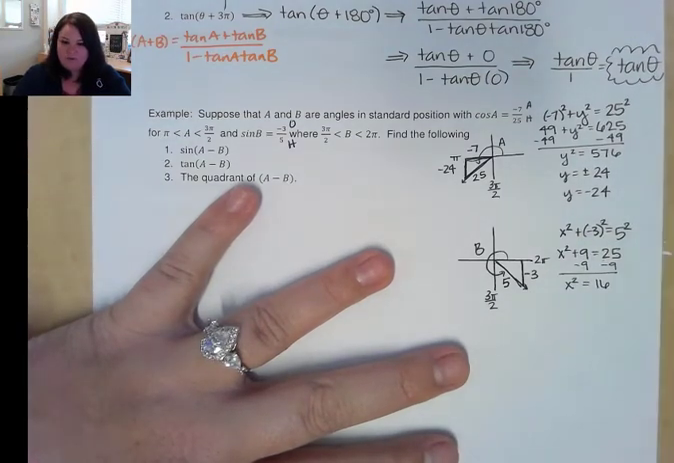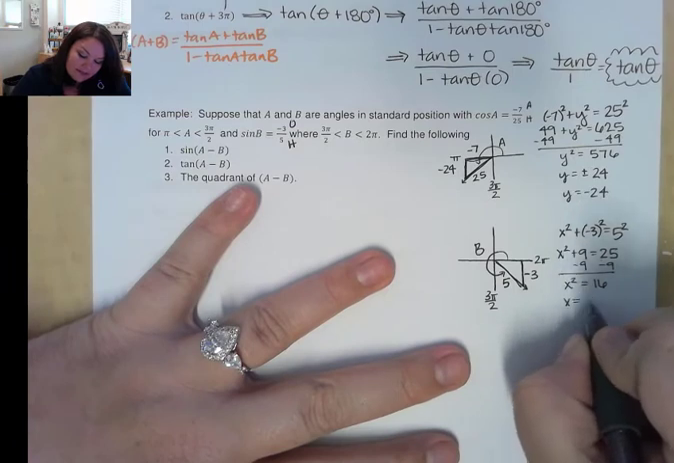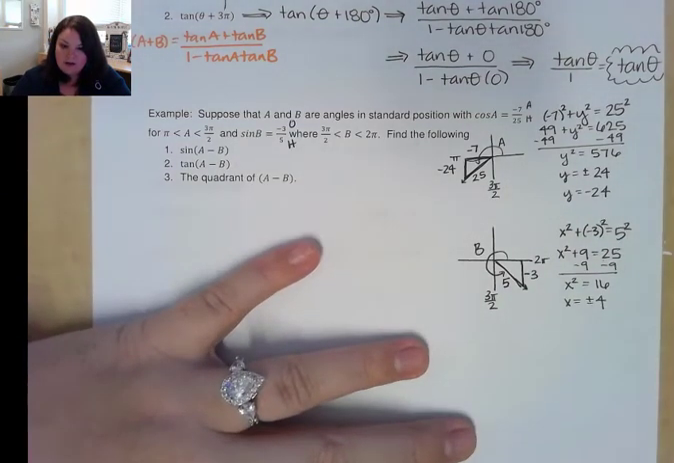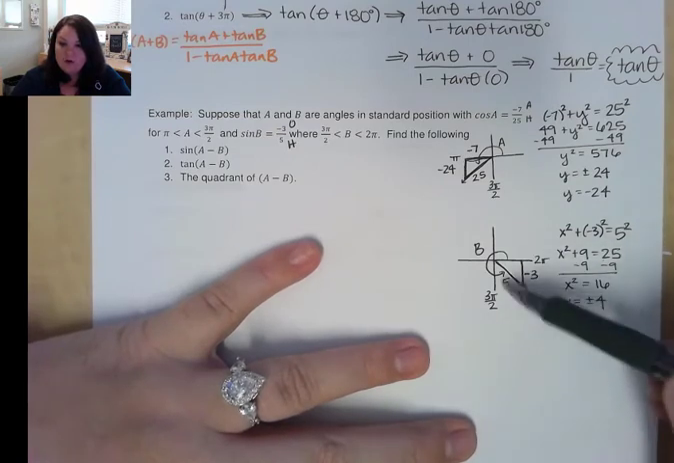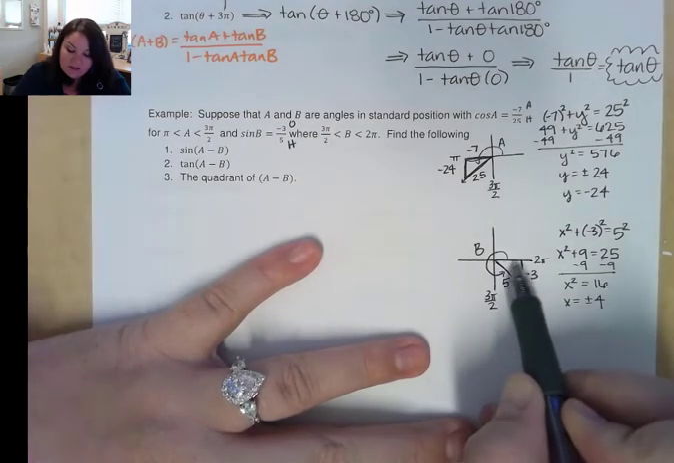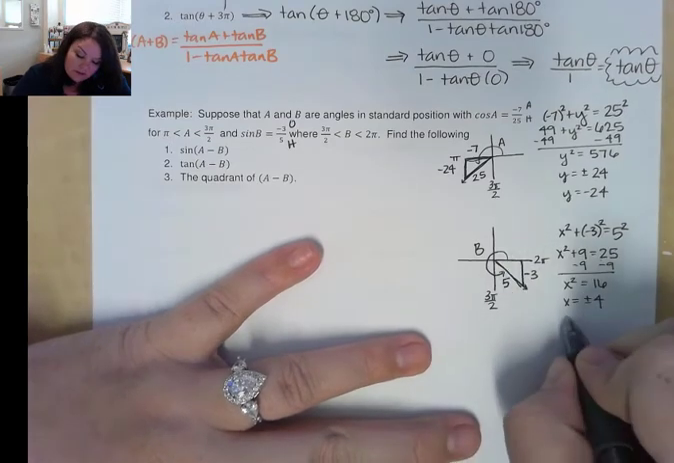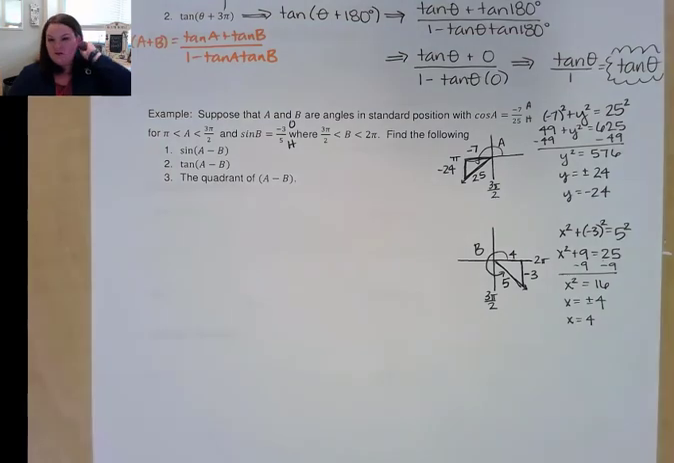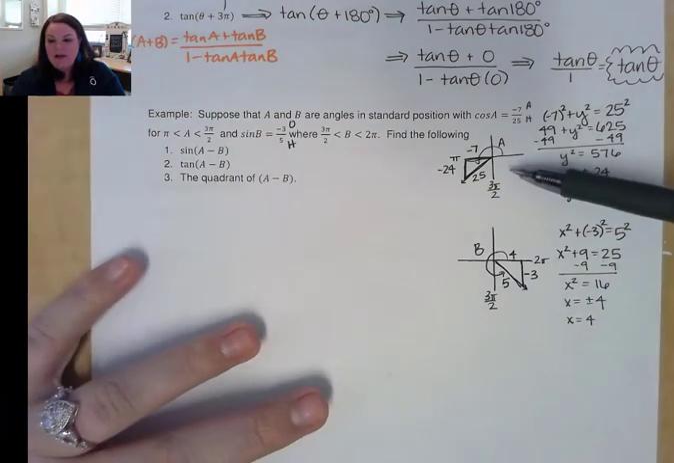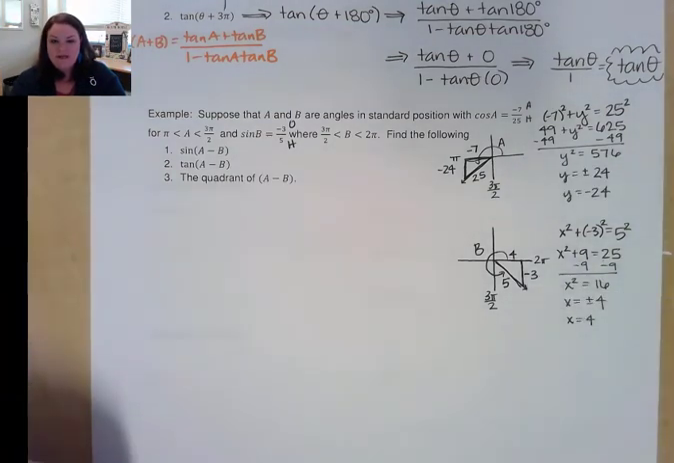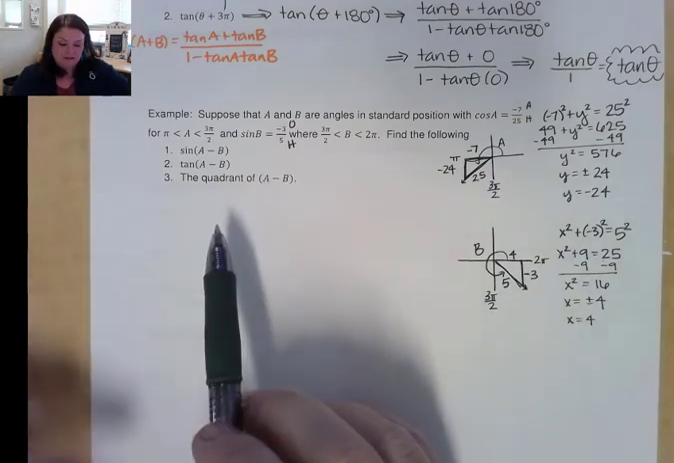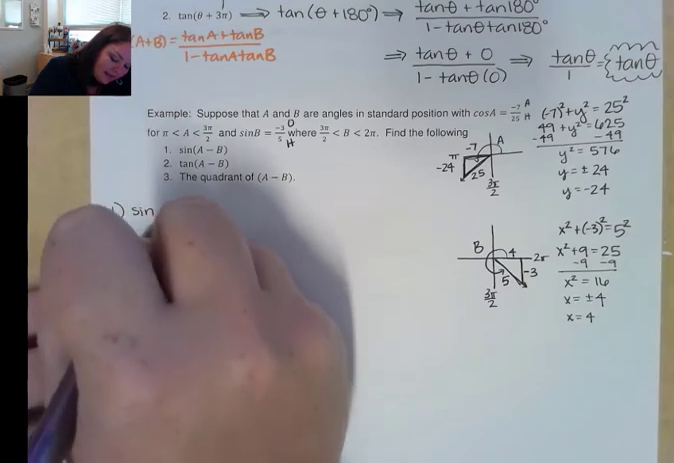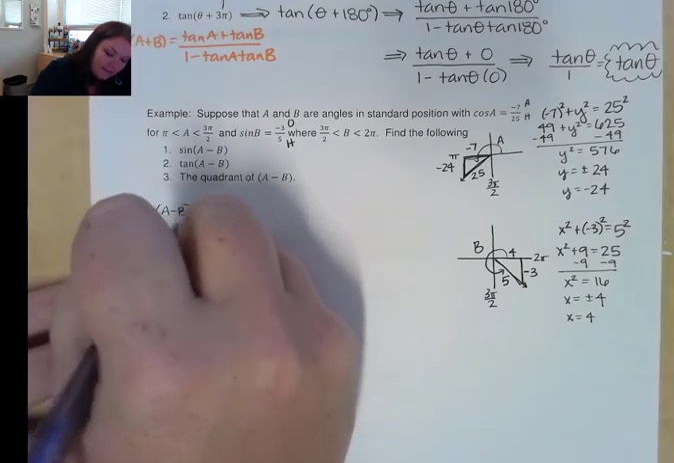Then I take the square root of both sides. So that means that x is equal to plus or minus 4. Now, because our angle is down here in quadrant 4, we can see that our x value here should be positive. So that means we should get a positive 4. Okay. So now I have everything I need to know about angle A. I have everything I need to know about angle B. Now let's see what they want us to find. Find the following. Number 1 says find sine of A minus B.